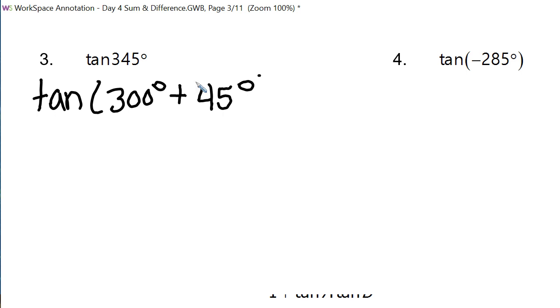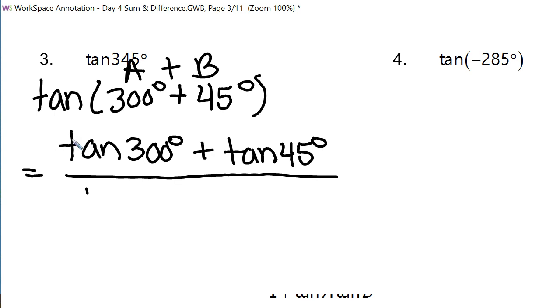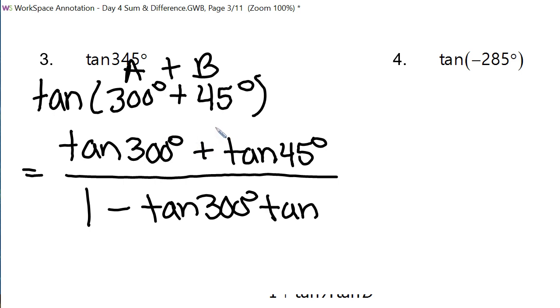So we are doing tangent of angle A plus angle B. So the formula for tangent of A plus B is tangent of A plus tangent of B, divided by 1 minus tangent of A times tangent of B. So that would be tangent of 300 degrees plus tangent of 45 degrees divided by 1 minus tangent of 300 degrees times tangent of 45 degrees.